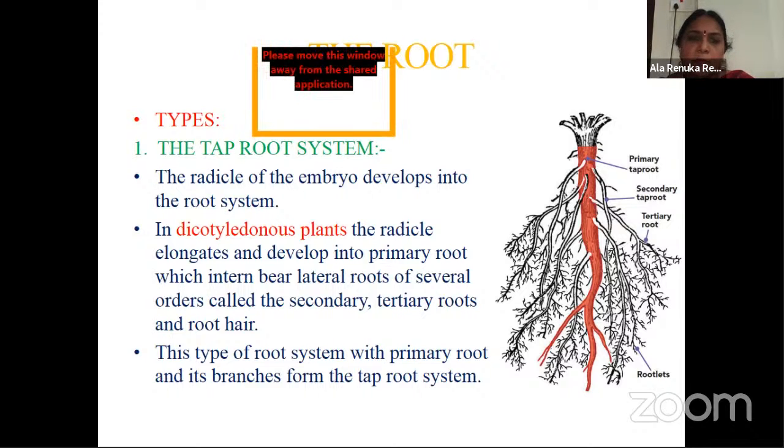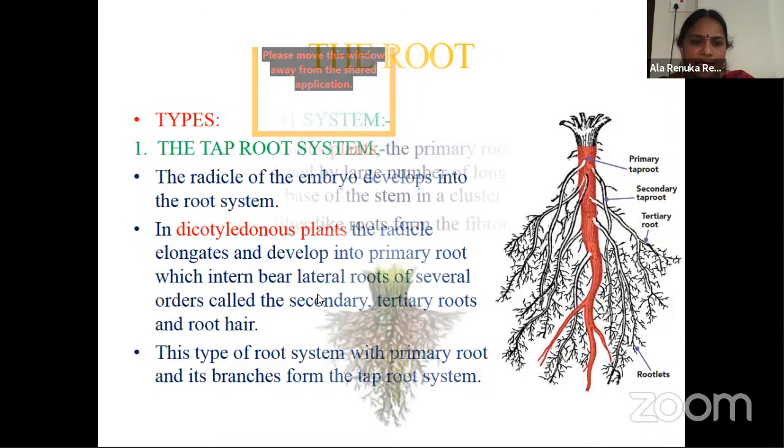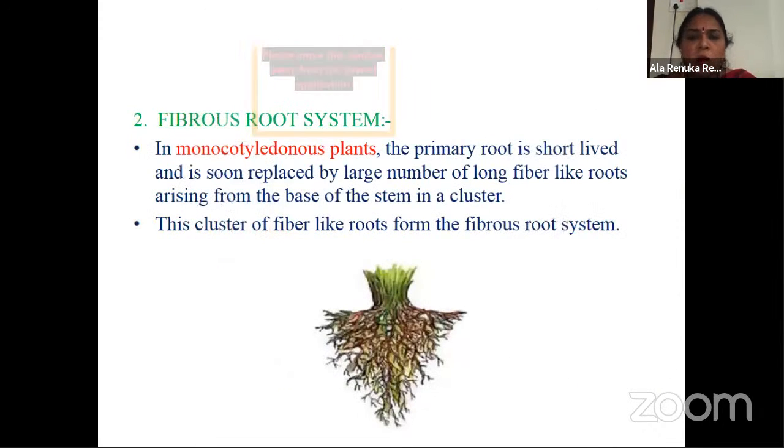The type of root system in which the taproot is persistent, which has secondary roots and root hairs, forms the taproot system, which is a characteristic feature of dicotyledonous plants. In monocotyledonous plants, the taproot, that is the primary root which developed from the embryo's radicle, perishes very soon. It falls off, so it is short-lived.